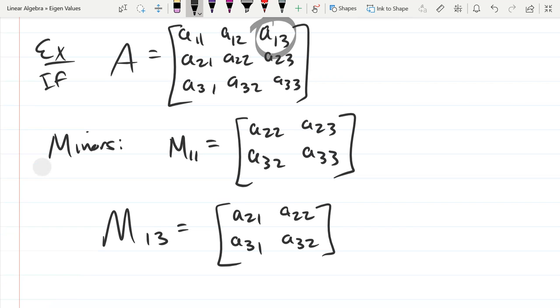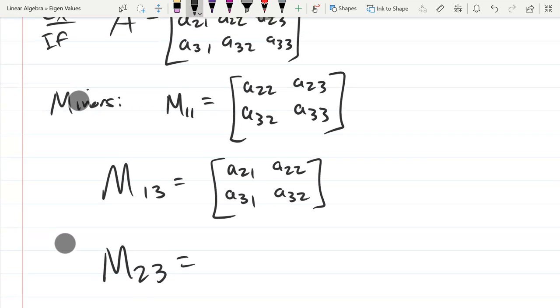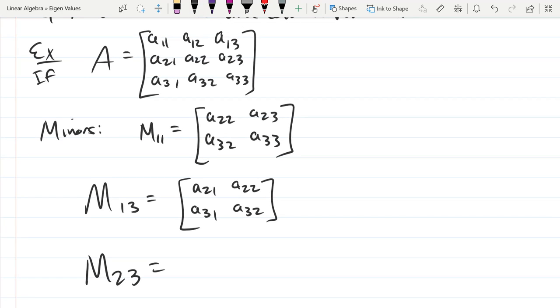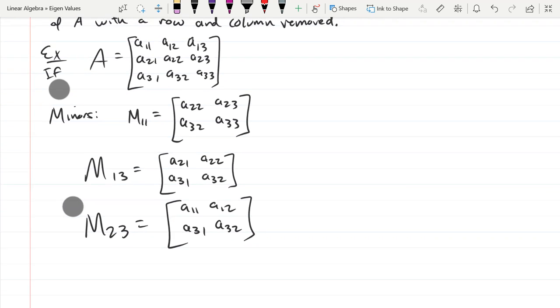We'll just do one more. Let's go for M23 this time. And I will highlight that entry. So 2, 3. Any questions on the M23? All right, so that was how to find minors.